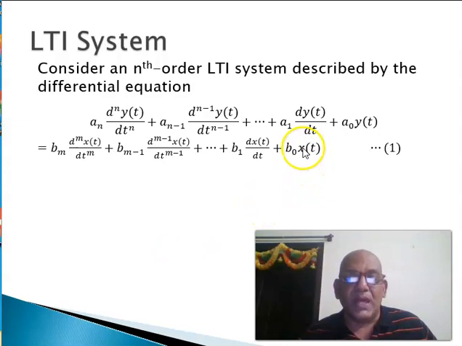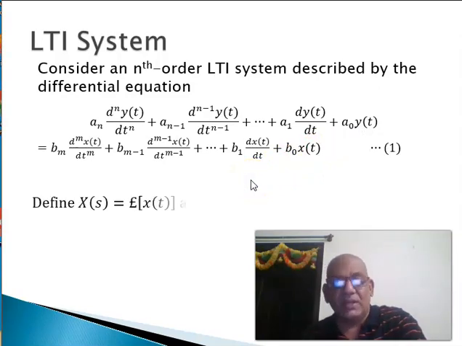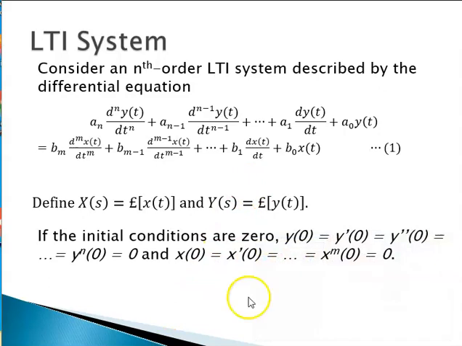In this equation, x of t is the input signal given to the system. y of t is the output coming from the system. With these two defined and also the definition of Laplace transform of the input signal and the Laplace transform of the output signal. Input signal is lowercase x of t and its transform is uppercase X. Output signal is y of t, lowercase y, and its Laplace transform is uppercase Y of s.